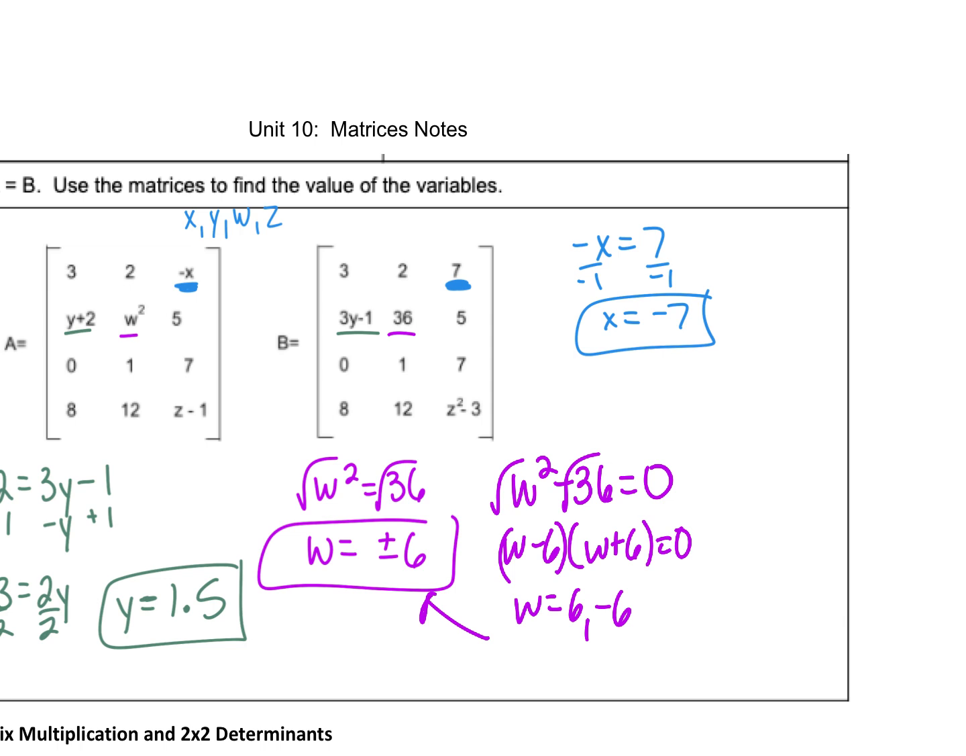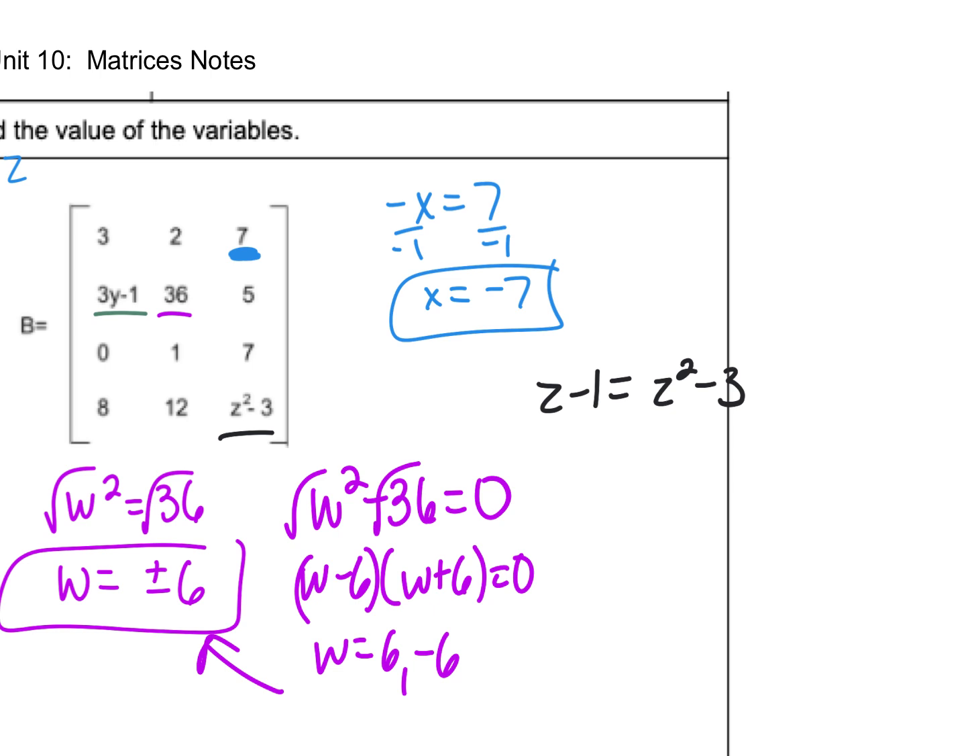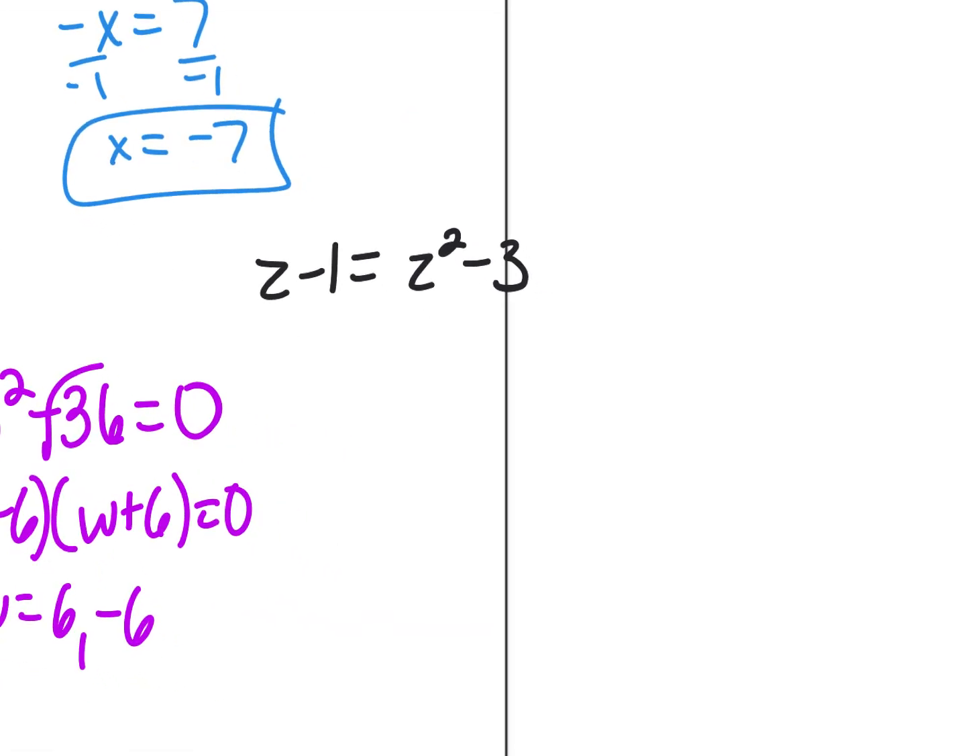Okay, last letter that we don't know is Z. Okay, I've got Z minus 1 equals Z squared minus 3. And how did we do this one? Impress me today. Move everything to one side, okay? Which side did you move to? Yeah, I would agree. The right side, okay? Because this is going to be what? It's going to be an X method one, at least we hope it is.